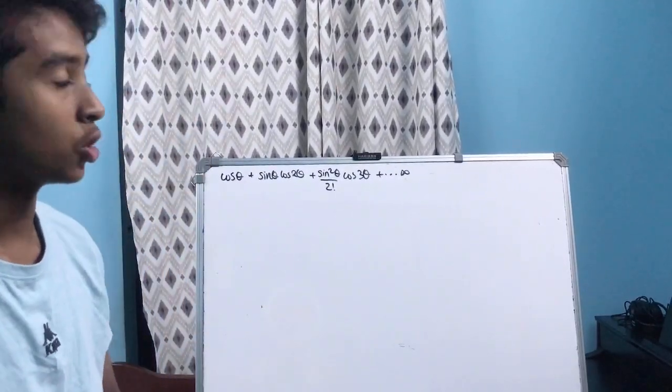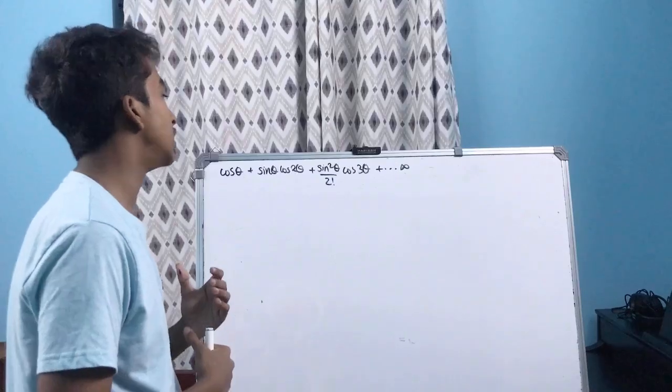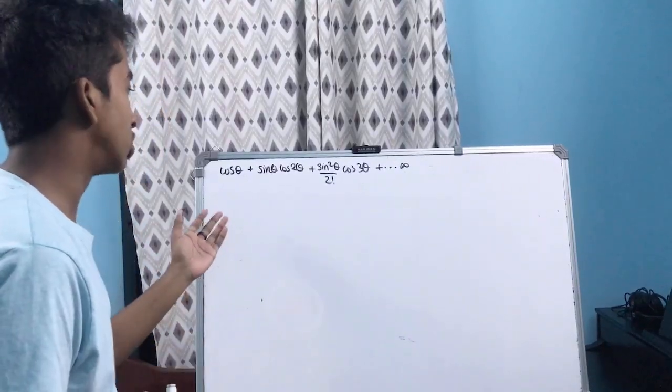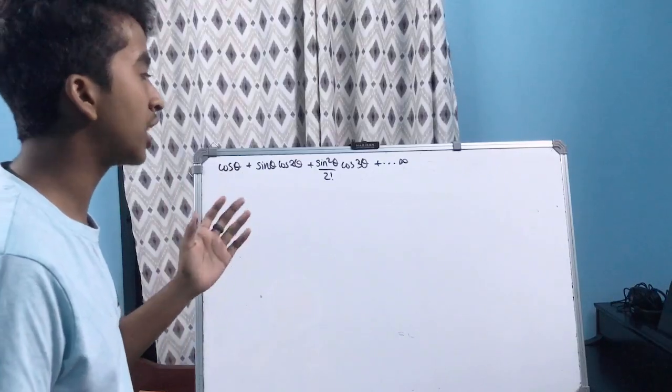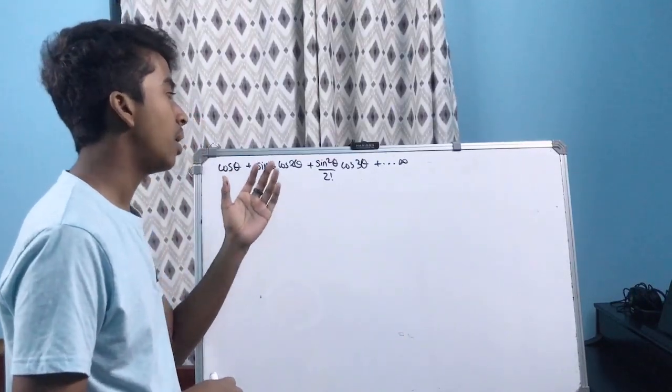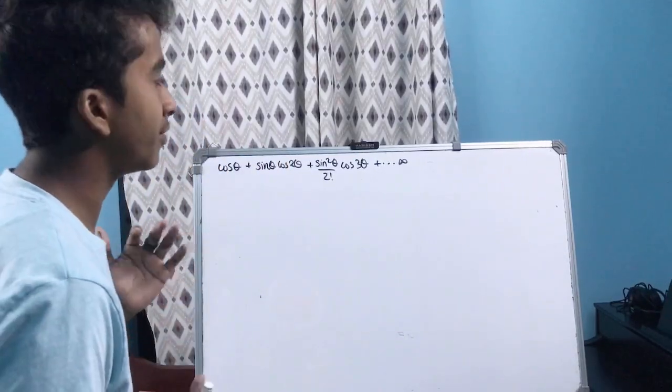In this video I'll be solving a math problem which is an infinite series. Here it is: cos theta plus sin theta cos 2 theta plus sin squared theta by 2 factorial cos 3 theta plus so and so and so till infinity.